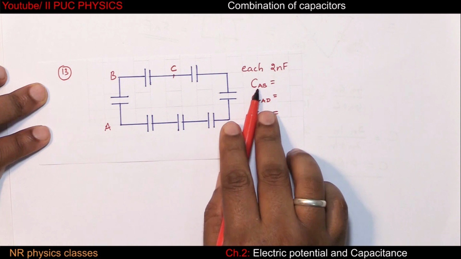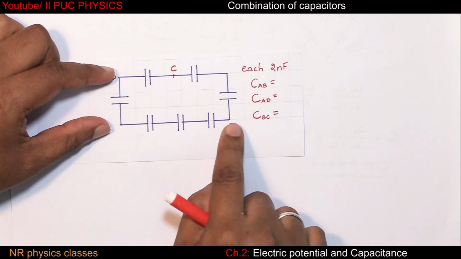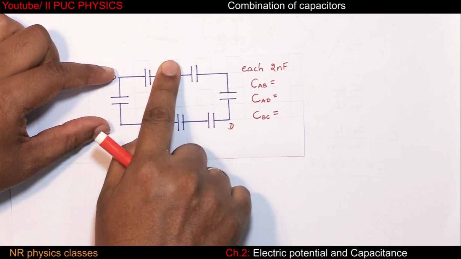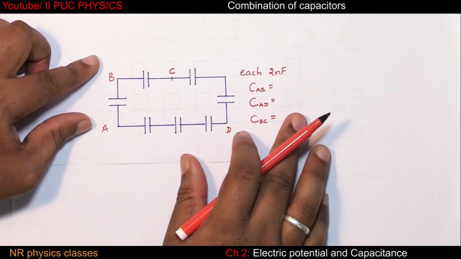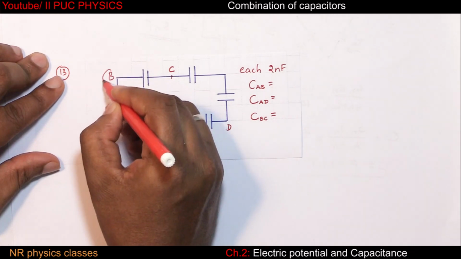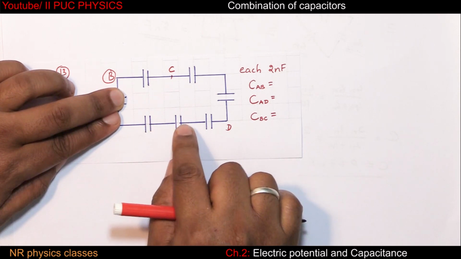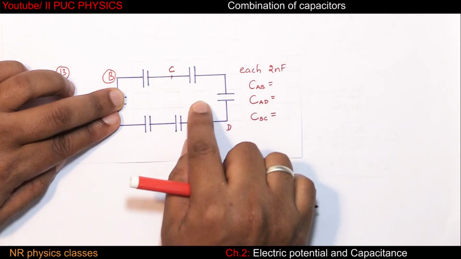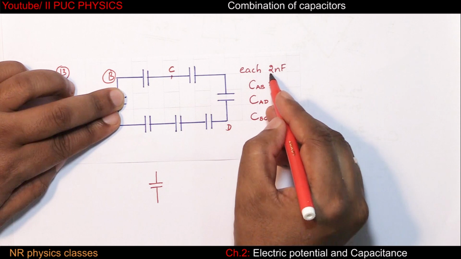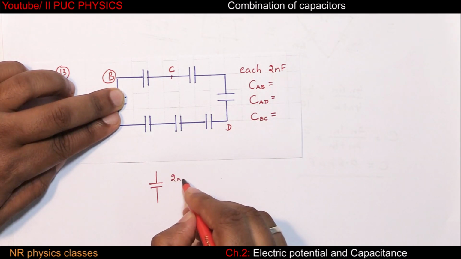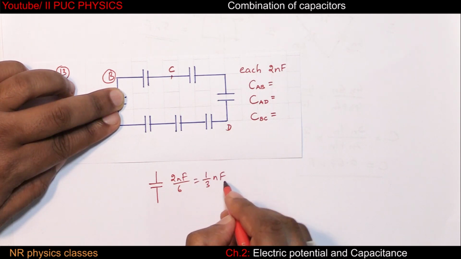Fine. CAB. When you are finding between A and B, don't worry about C and D. They are just labels. Forget these two. Now, to find between A and B, these are in series. 1, 2, 3, 4, 5, 6. 6 are in series means, so in place of this, 2 nano by 6 equal to 1 by 3 nanofarad.